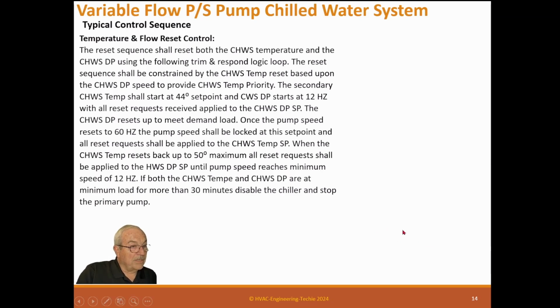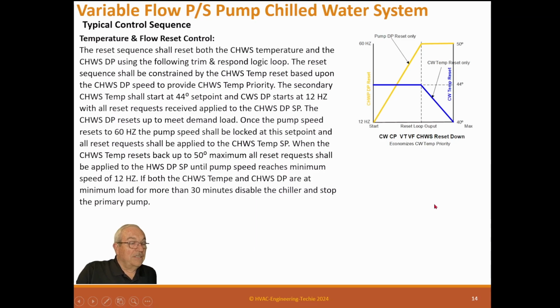All right, now let's try to make sense of all those words. So this is the loop of what it would look like during a reset. So this is the reset sequences, or reset requests we're getting. And when you start, the pump's at 12 hertz, and the chill water's up here at 44 degrees. Well, by our sequence here, during this period, we'll only reset the differential pressure. So we reset the pressure up until we get to 60 hertz. Once the pump's at 60 hertz, then we allow the resets to start changing the temperature.